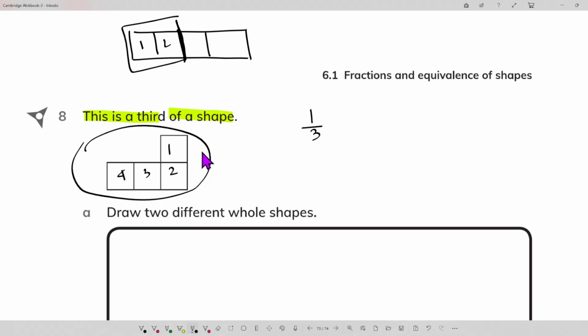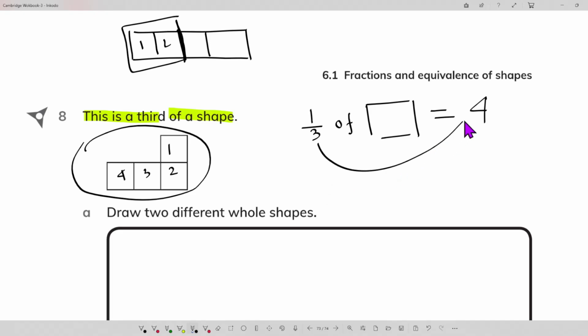So what is the full? So 1/3 of, we don't know the actual one, but result is 4. 1 2 3 4. So it means once we multiply this one, it means 3 times 4, we will get what? 12. So 12, if we divide 3 part, we will get 4 square.